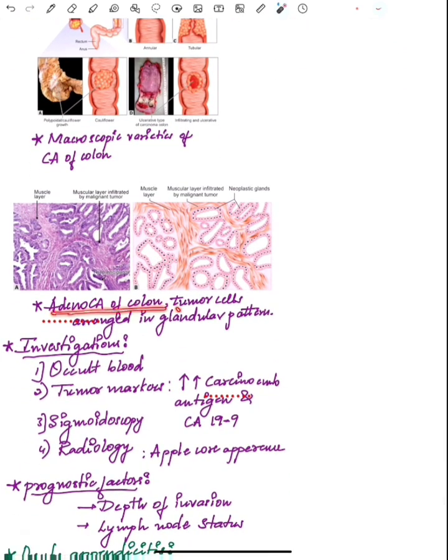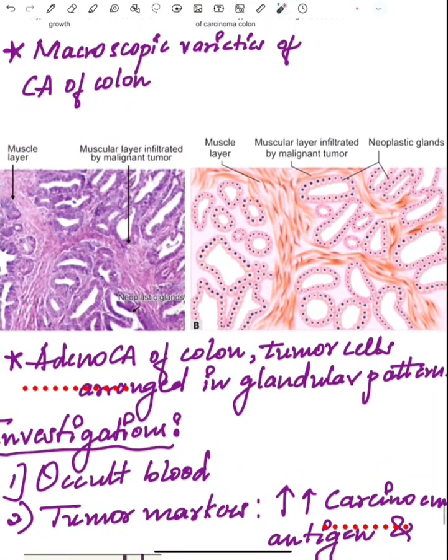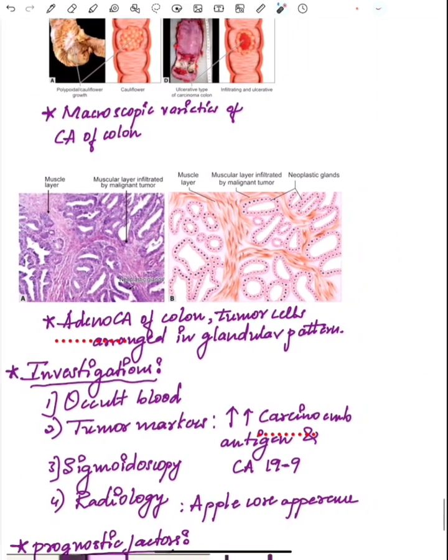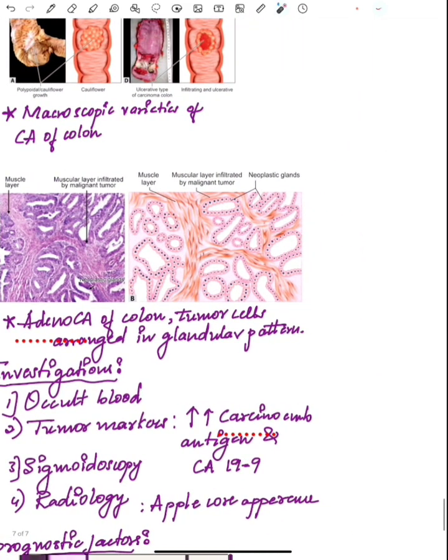Adenocarcinoma, with tumor cells arranged in a glandular pattern. Here, the muscle layer infiltrated by the malignant tumor can be seen. We can see the malignant tumor has infiltrated the muscular layer. This infiltration by the malignant tumor is seen in a glandular pattern. The neoplastic glands can be seen here.